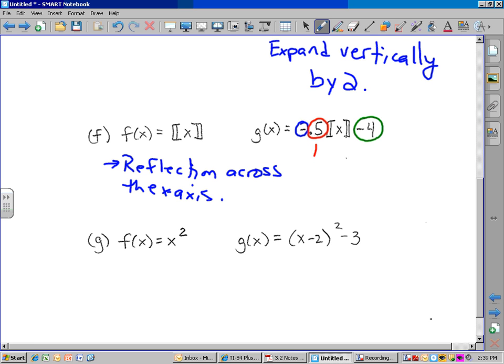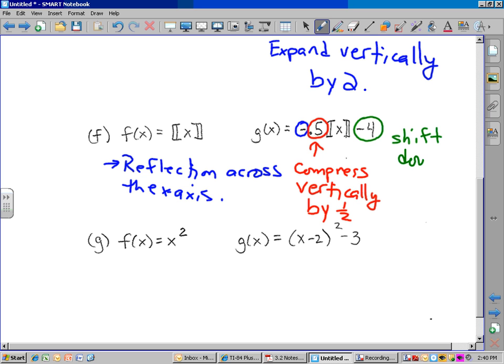The red, okay, it's outside. It's going to affect the vertical. It's smaller than 1, so it's a compression. Compress vertically by 1/2, or 0.5. And the -4 is also on the outside, so that's going to be vertical. So that's a shift, since it's a subtraction, down 4.